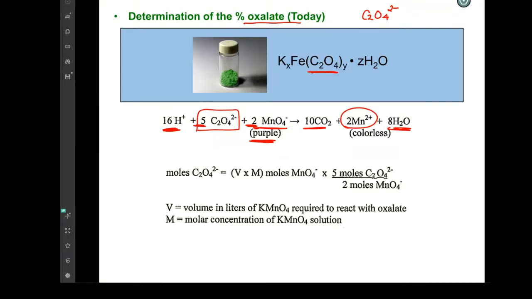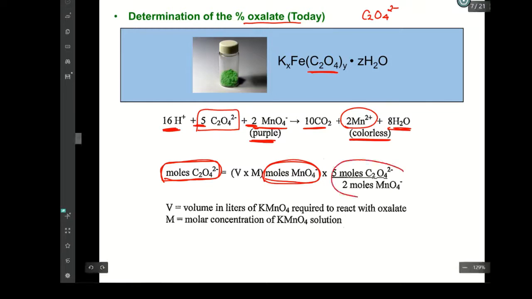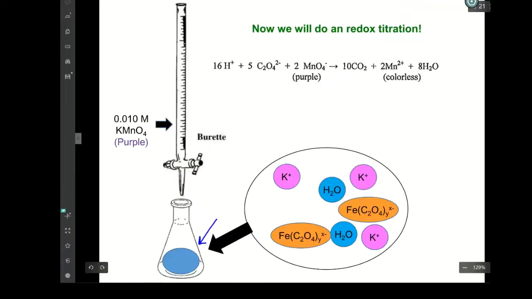Okay, so we go from this purple color, and as soon as we react this, we're going to get a colorless solution. So we have a color change, and that's going to allow us to figure out what's going on. The moles of oxalate in your green crystals that you use in this experiment are going to be equal to the moles of permanganate that we use in a titration, which we'll look at in a second, times the mole ratio, the 2:5 ratio of permanganate to oxalate.